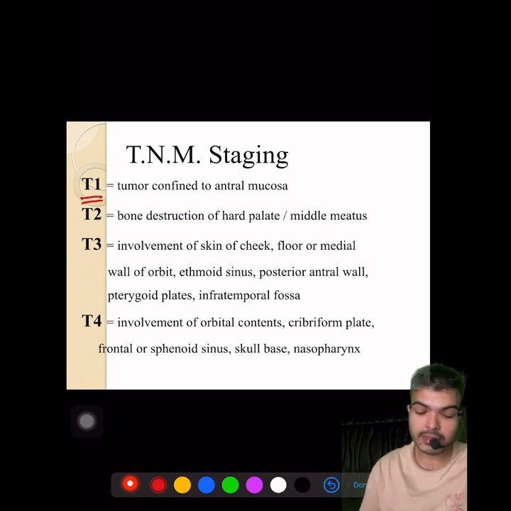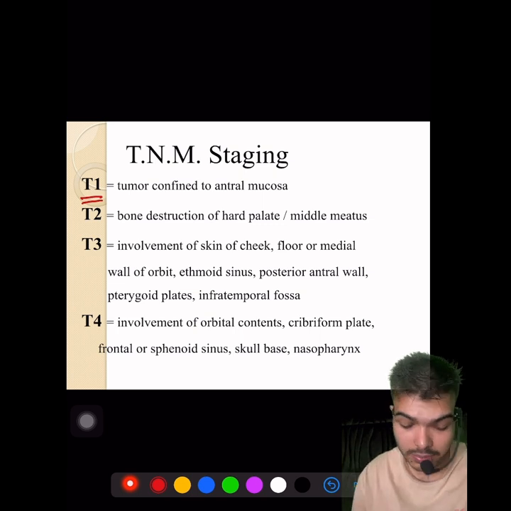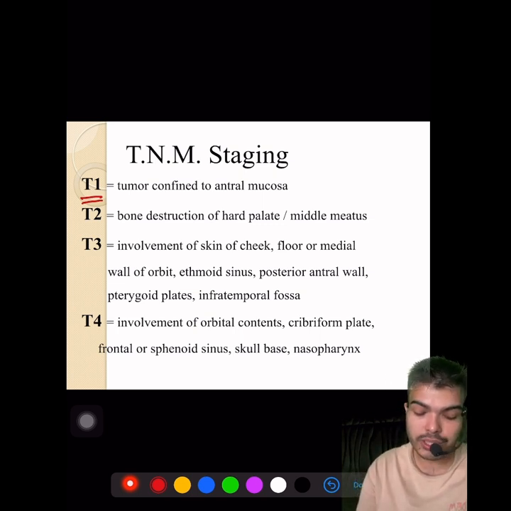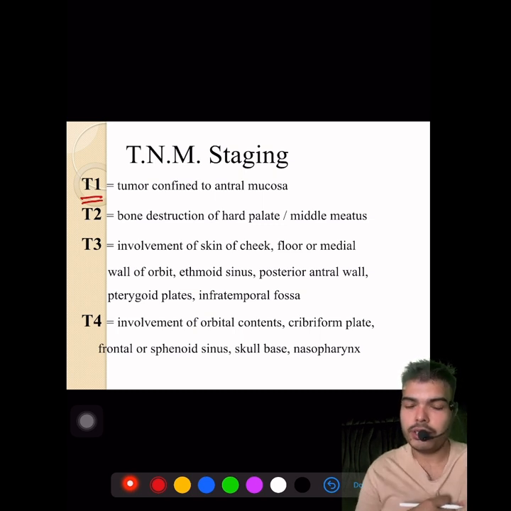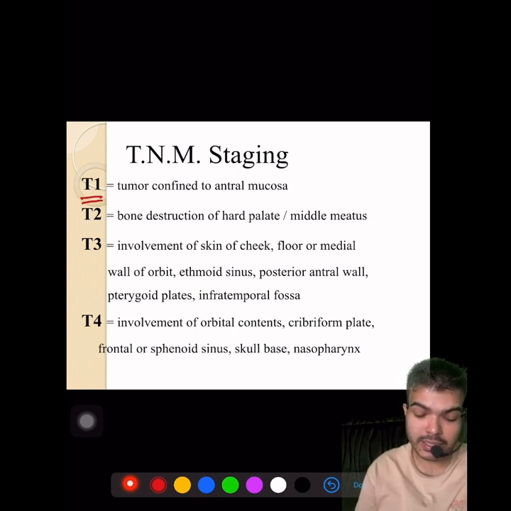So T1 means here it's confined to the antral mucosa. There also it was the same thing, nasopharynx. T2 means there's a bone destruction. T3 means involvement of the skin of the cheek, floor and medial wall of the orbit, ethmoidal sinus, posterior antral wall, pterygoid plates, infratemporal fossa. And T4 means involvement of the orbital content, cribriform plate, frontal and sphenoid sinus, skull base, and nasopharynx.